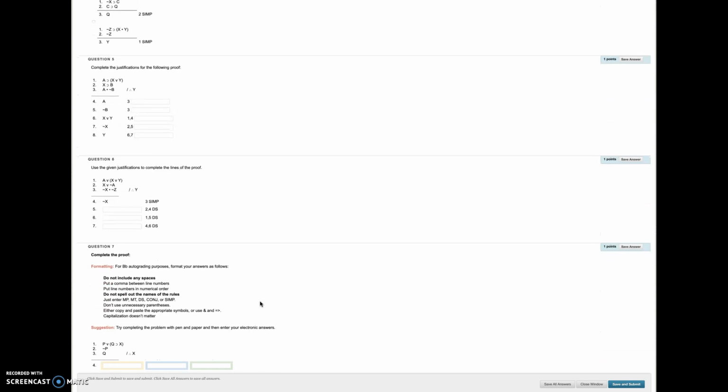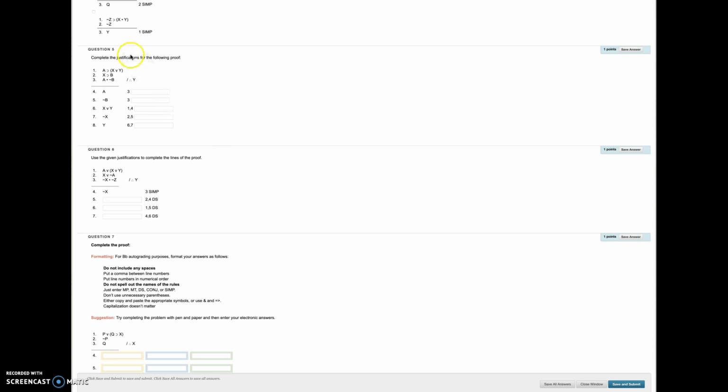So let's do a proof together. Question 5, you're merely asked to fill in the justifications for the proof. So if you know we've derived A, and we are citing line 3, look at what line 3 is here. It's A and B. What rule would allow us to derive A from one line, line 3? We've derived one conjunct from this conjunction. Hint, it's simp.